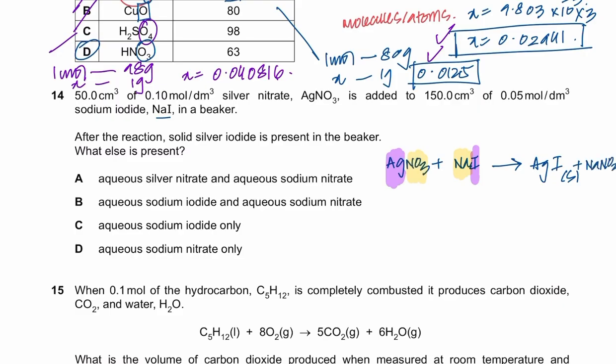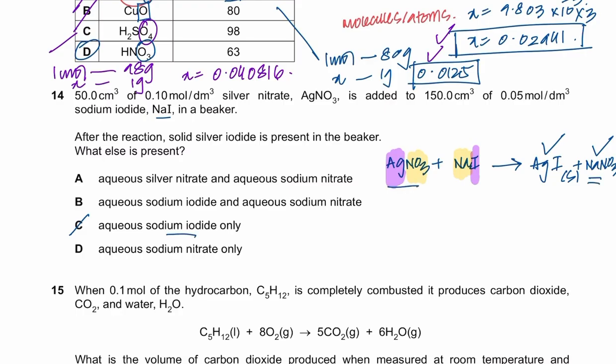Okay, that's what we know. And the examiner is saying after the reaction solid silver iodide is present in the beaker. Obviously solid silver iodide is formed due to a precipitation reaction. This is going to be present, and I'm saying what else would be present. Obviously sodium nitrate would be present because that's going to be formed. So between all these three reactions there's only one option which does not contain sodium nitrate, and that's going to be C. That's why C is the wrong option, because not only sodium iodide, sodium nitrate will.